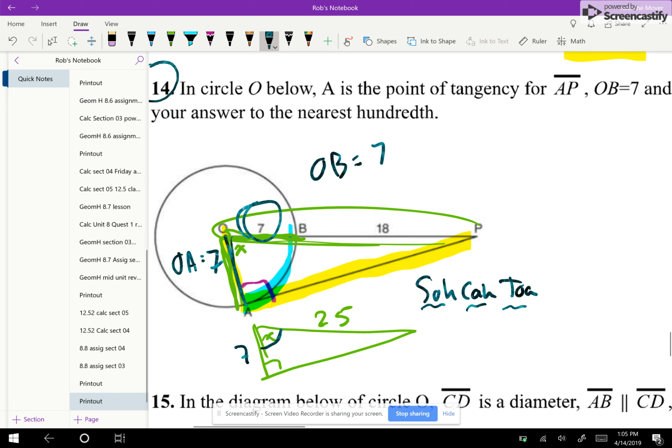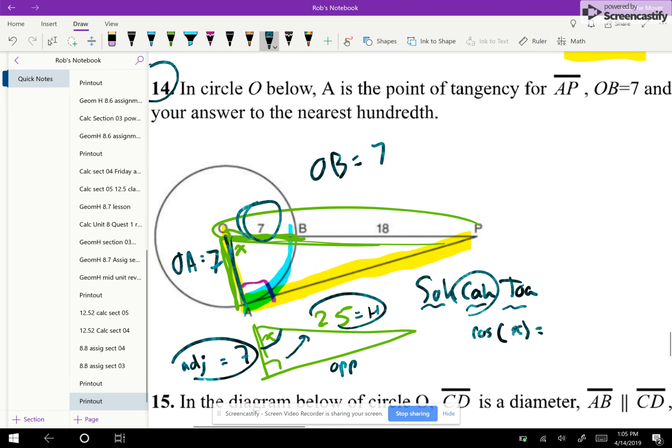So label your sides. 25 is the side opposite the right angle, which is the hypotenuse. 7 is the adjacent side, not the opposite side. The opposite side's over here. So we know the adjacent, we know the hypotenuse. That is the cosine. Cosine of angle X is equal to 7/25.